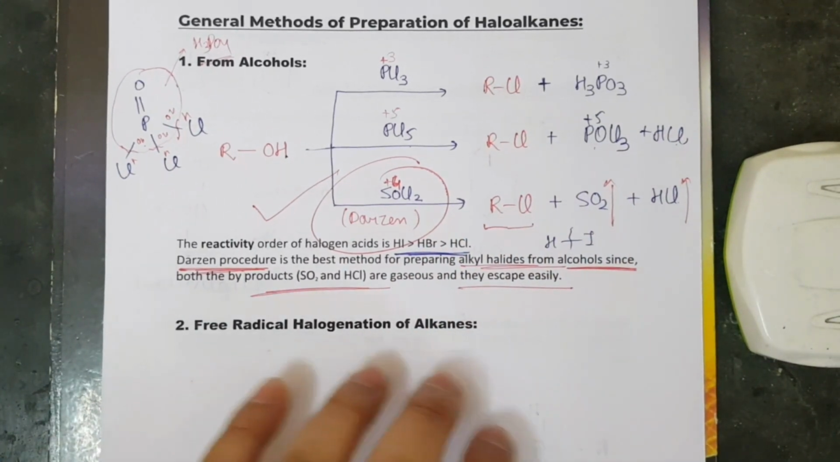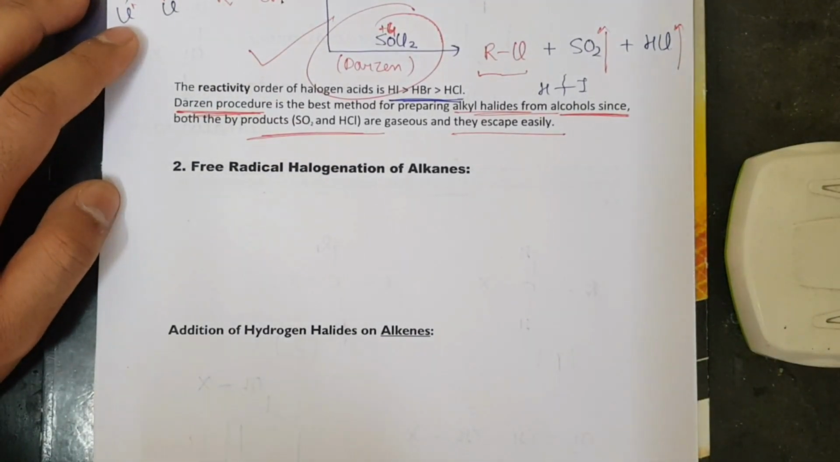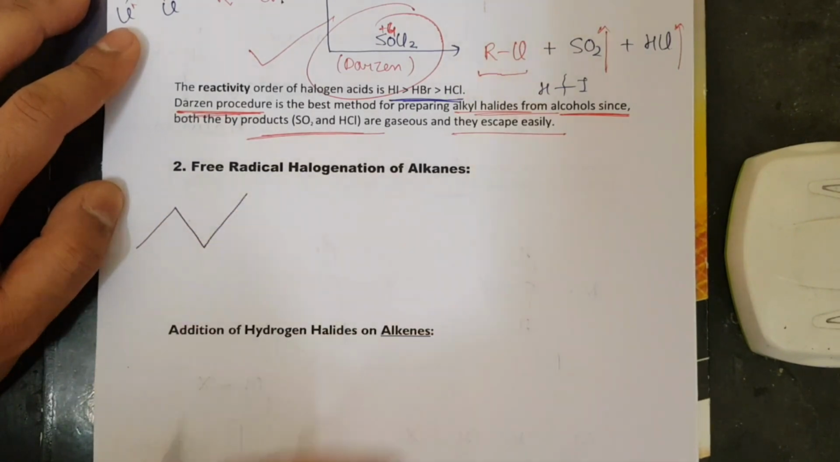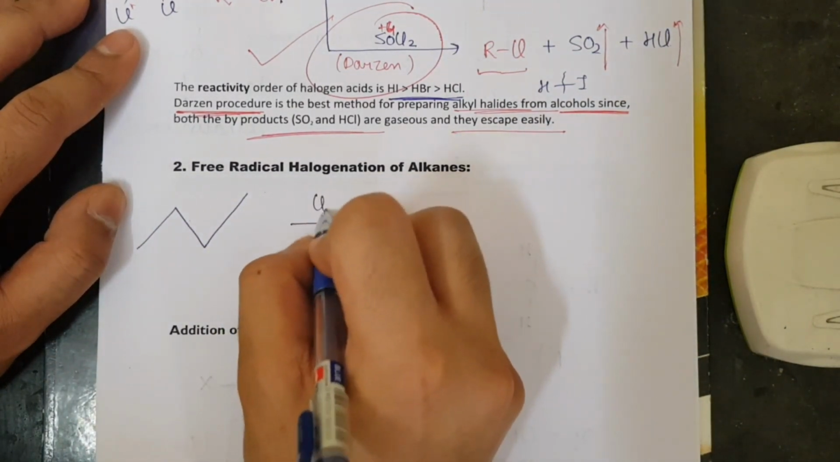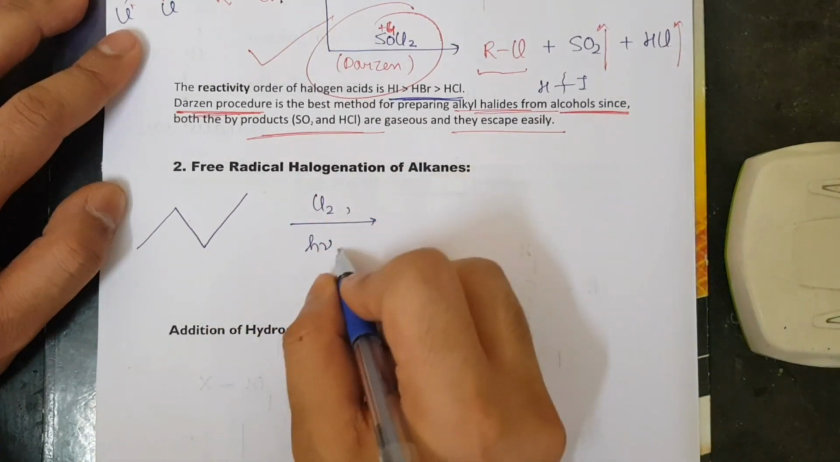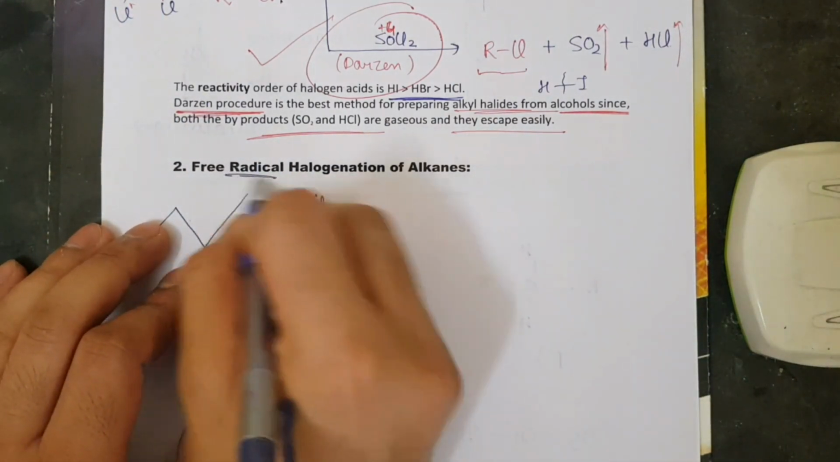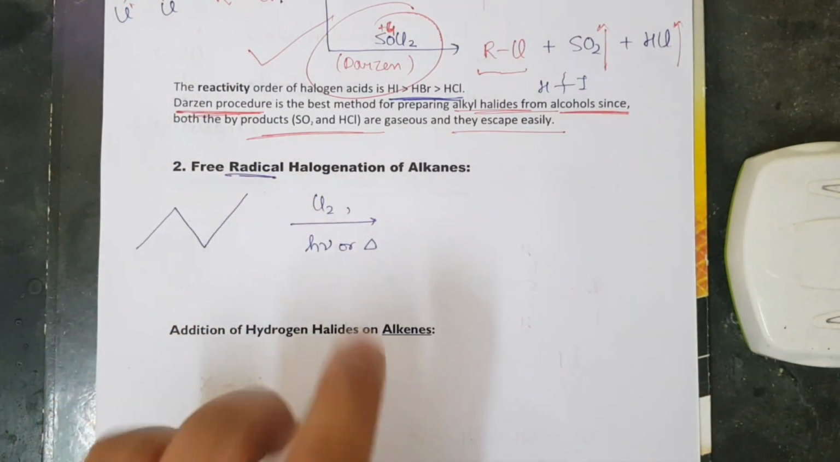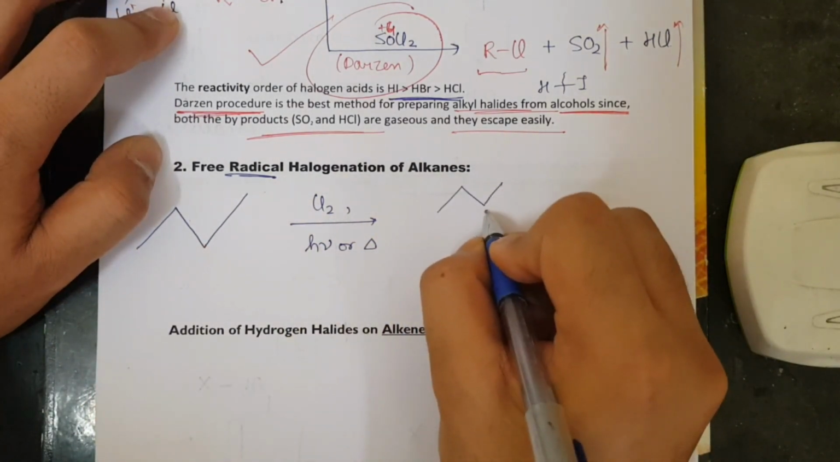Next we have the free radical halogenation of alkanes. First of all, let me take the help of a simple example. We take butane, that is n-butane here. We react it with Cl2 and hν. hν means a radical will always be formed. hν can be given or heat can also be given, which is useful for the radical formation. Mostly hν will be given. So radical will be formed in this manner.